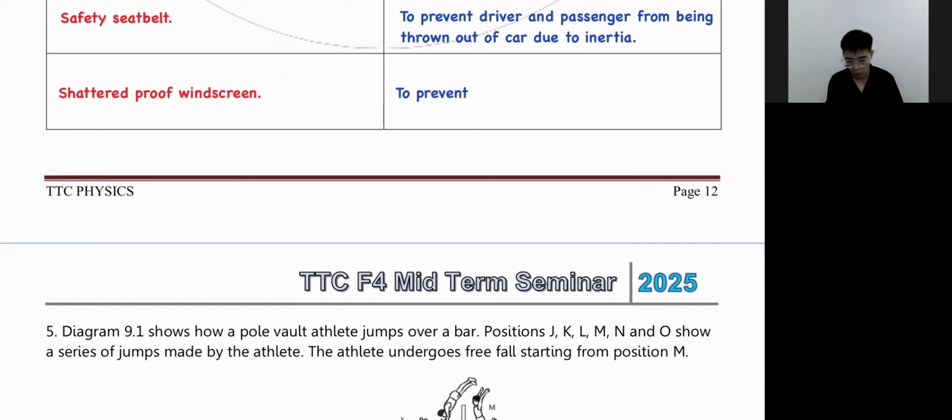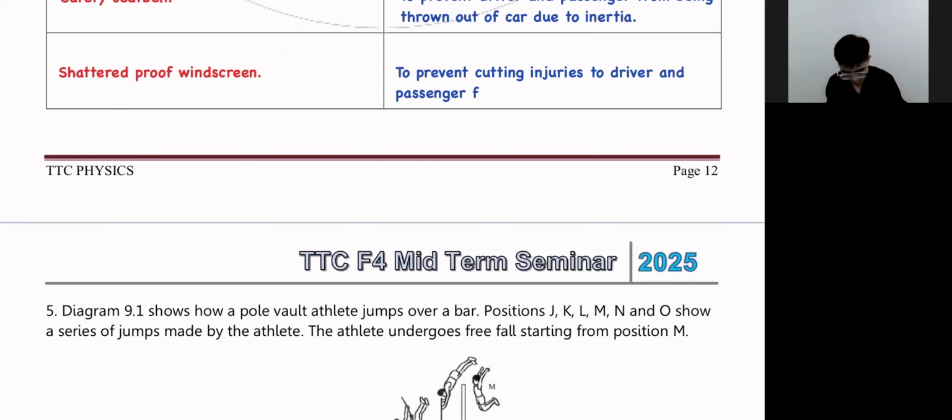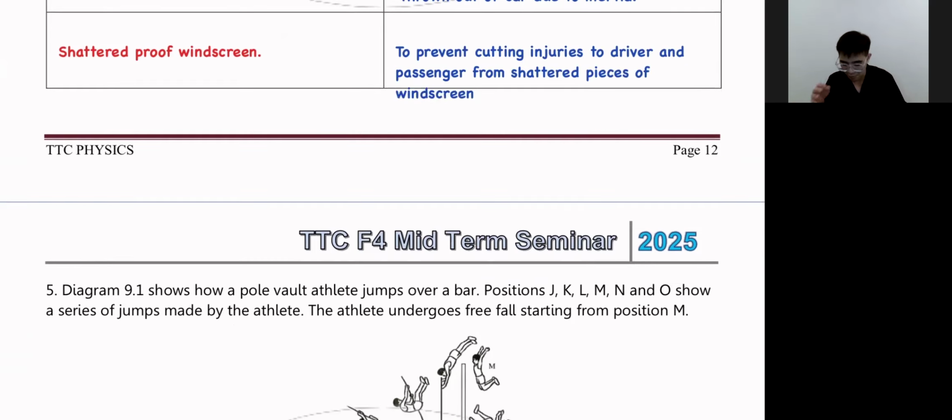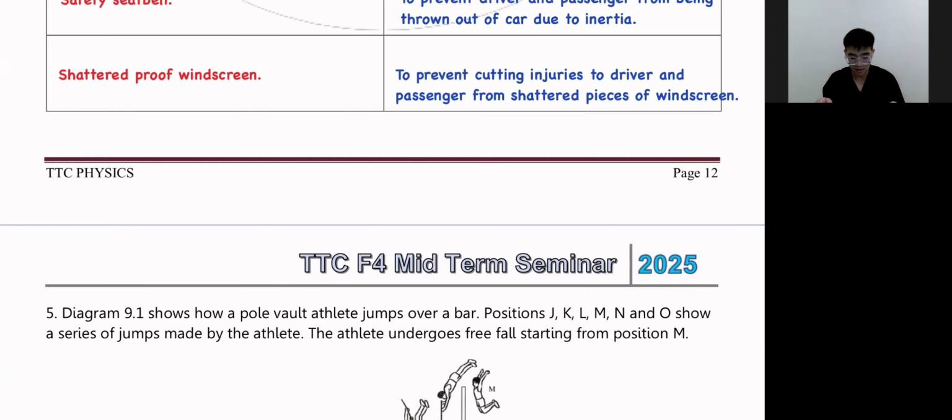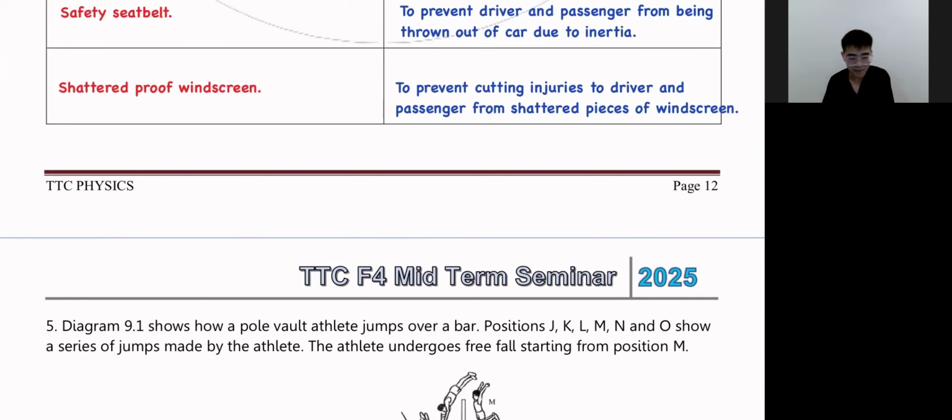It's because you want to prevent what? To prevent the cutting injuries to who? To the driver and the passenger from the shattered pieces of the windscreen. Because like I said, if the windscreen breaks into pieces, it will cut the driver and the passenger. And then it might cause cutting injuries, losing too much blood. If it's serious, then the driver and the passenger might die from losing too much blood.